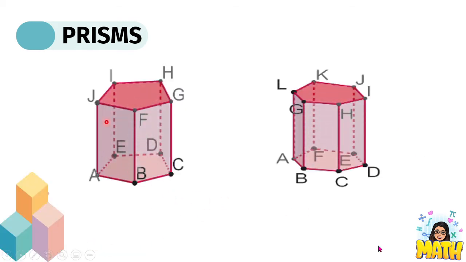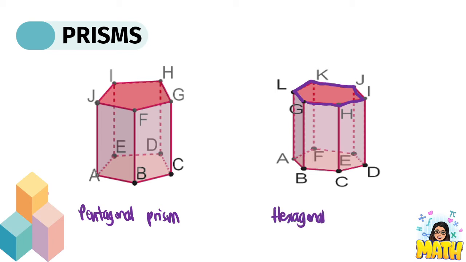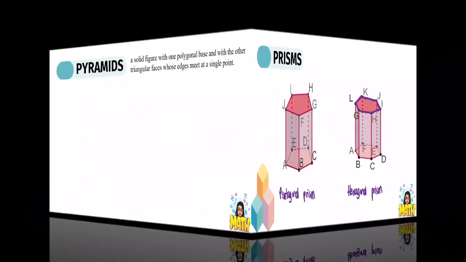Okay? We also have more examples here for prisms. So if a prism has a base with 5 edges, that means the base is pentagon and therefore this is named as pentagonal prism. While for this prism, we have 6 edges for the base, and we know that a polygon with 6 sides is hexagon. Therefore, we name it as hexagonal prism. So that is how we name a prism.